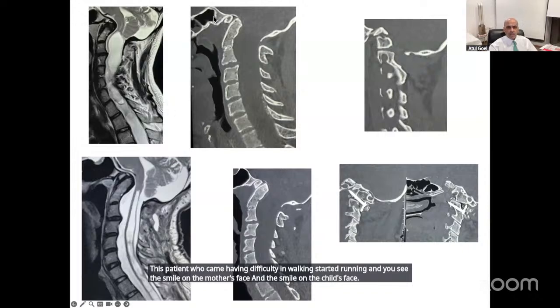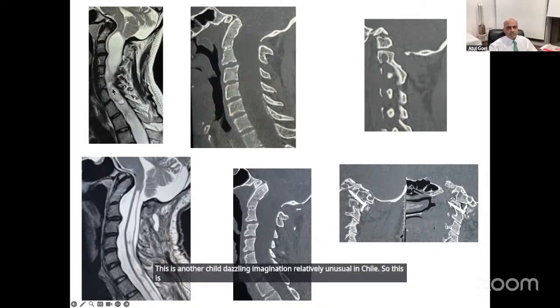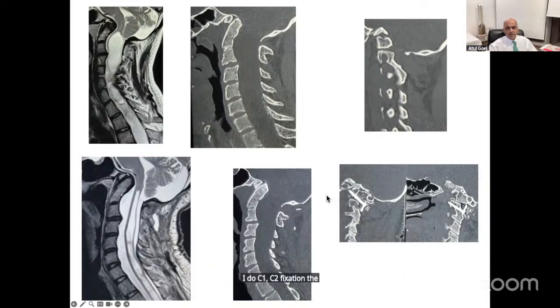This is another child, basilar invagination, relatively unusual in children. So this is basilar invagination, syringomyelia, and this is not a problem. Any kind, and you see no tight posterior fossa. I do C1, C2 fixation, the syrinx has resolved, the patient has dramatically recovered.